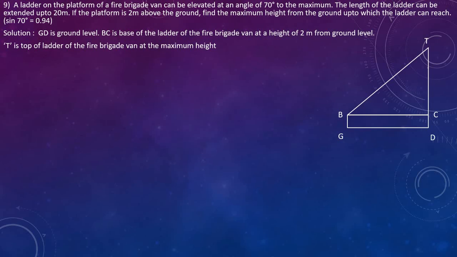So in the solution, let us construct the diagram first. Suppose GD is the ground level. BC is the base of the ladder of the fire brigade van at a height of 2 meters from the ground level. Suppose T is the top of the ladder of the fire brigade van at the maximum height. Angle TBC is equal to 70 degrees, which is nothing but the angle of elevation.